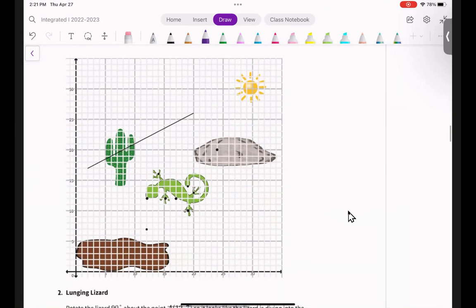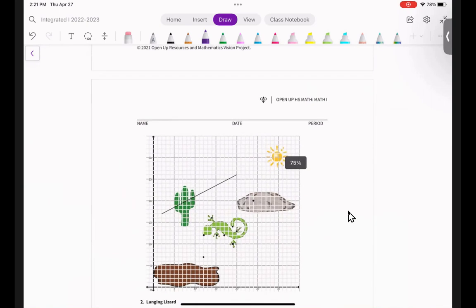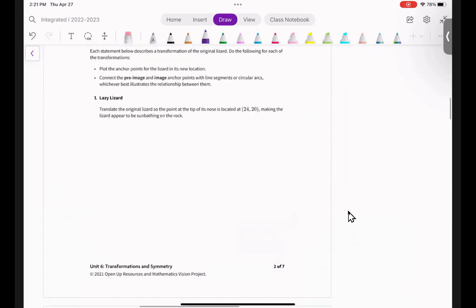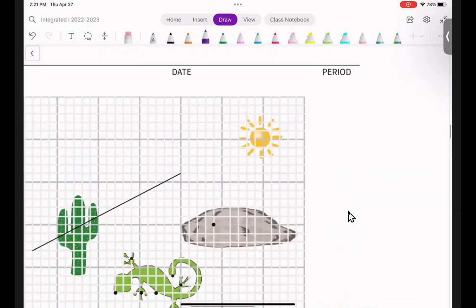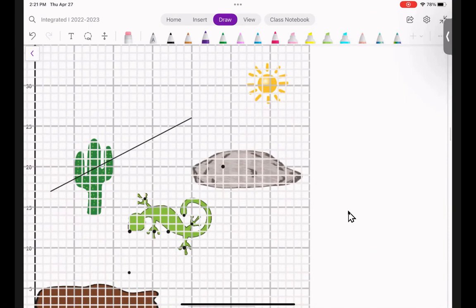All right, so I'm just going to say this. It is best for this one if you print this little guy out. If not, don't worry. Okay, so they want me to translate the lizard so that his nose is now at (24, 20). Currently, his nose is right here. I'm going to give him a pink nose. He's right there. But now they want him to go here.